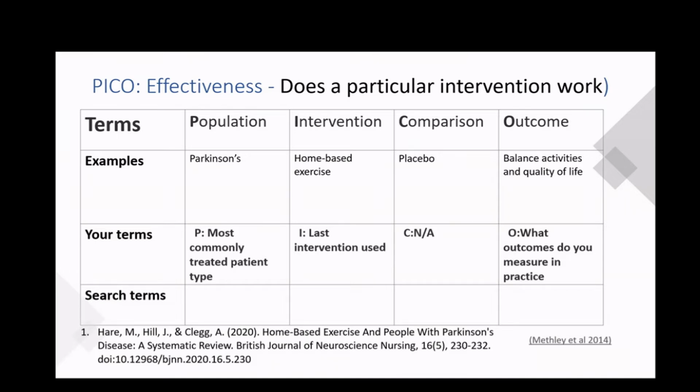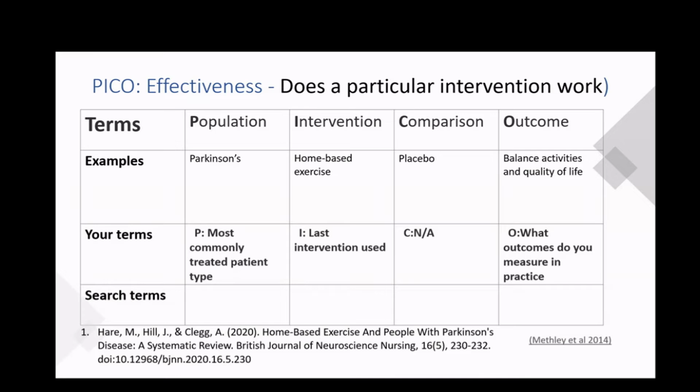So what is the population you want to examine? What is the intervention? What is the comparator? So what are they going to compare it to? And what is the outcome? So I'm going to give you a clinical scenario, which is one we did recently for a commentary I wrote. The population was Parkinson's disease. The clinician wanted to know from a discharge perspective if they should be referring for home exercise. So they wanted to know if home exercise was effective.